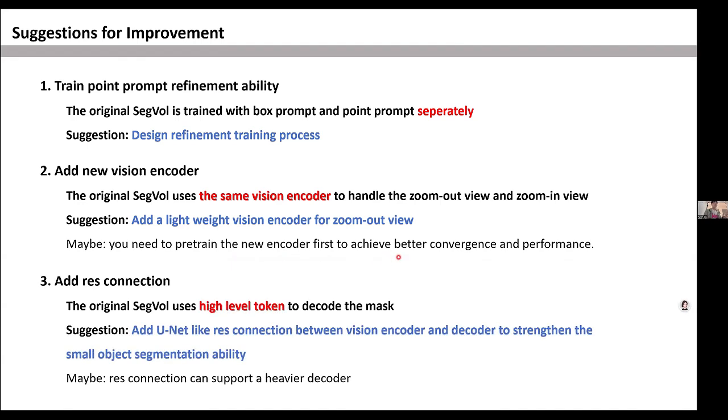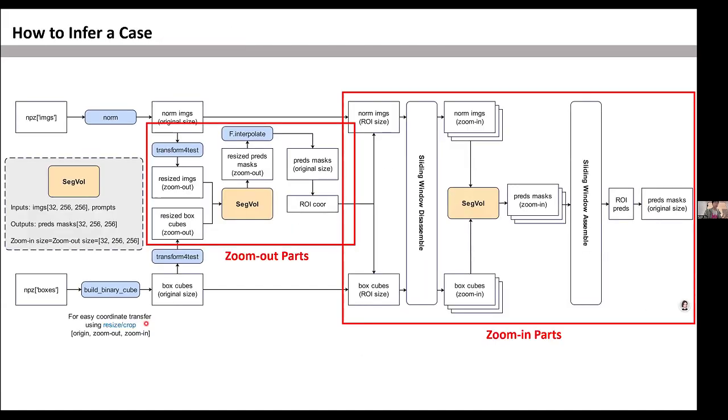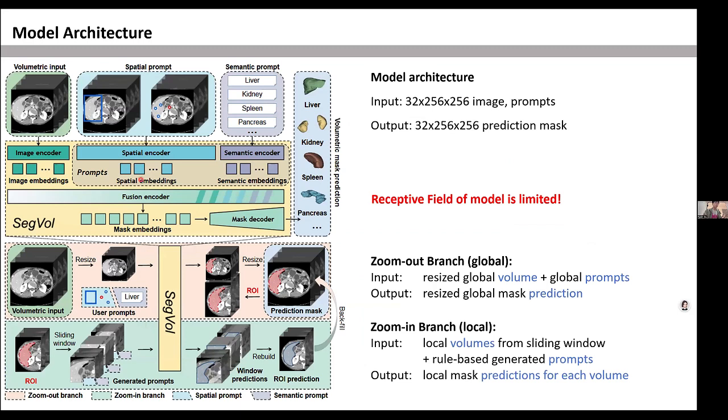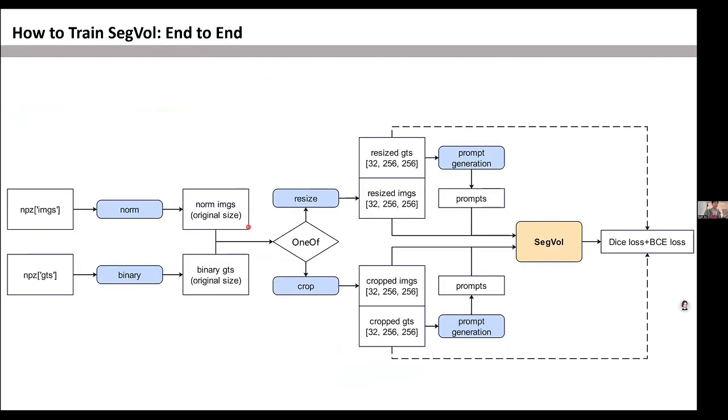And the third suggestion, I suggest you add some residual connections, just like UNet, because the original SegVol just uses the high-level tokens to decode the mask. In this structure, you can see that we get the mask embeddings from the attention outputs and we input them directly to the mask decoder. But there is no connection between the layers in the image encoder and the layers in the mask decoder. So you can make something like a ControlNet or a UNet connection between the image encoder and the mask decoder to strengthen its ability to segment small objects.